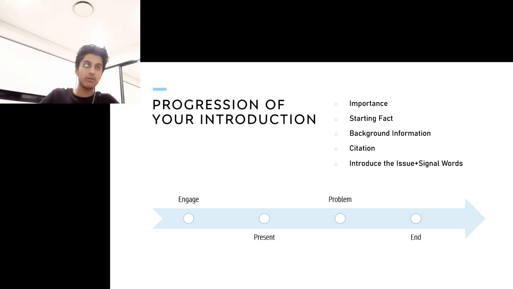Okay, now the last one: introduce the issue. Before you describe the specific problem that you will look at in your research paper, you kind of want to lead the reader into it.